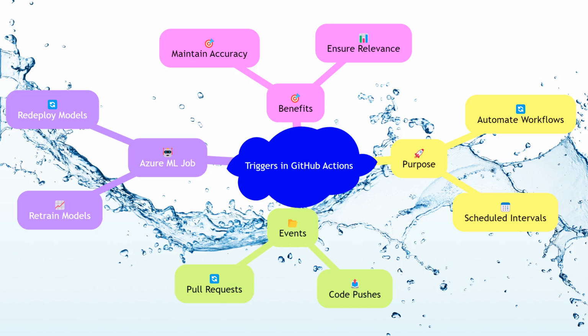Triggers in GitHub Actions determine when the workflow should run. You can configure triggers to run the workflow in response to various events, such as code pushes, pull requests, or scheduled intervals. To trigger an Azure ML job, you can set up triggers that respond to changes in your code repository, ensuring that your machine learning models are retrained and redeployed whenever the underlying code or data changes. This helps maintain the accuracy and relevance of your models over time.